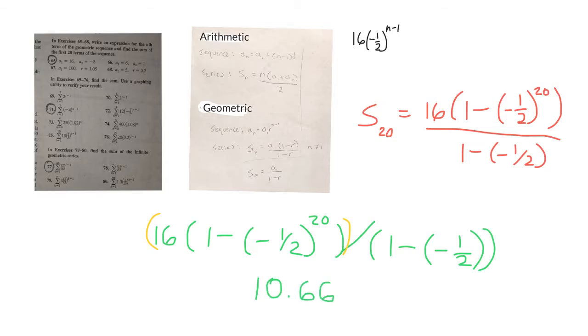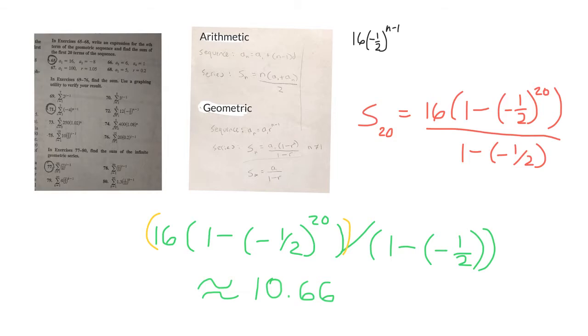10.66. It keeps going like 6666 and then a 5649. So you could just say this is approximately that. So kind of a weird number, right? But that's how you do that one.